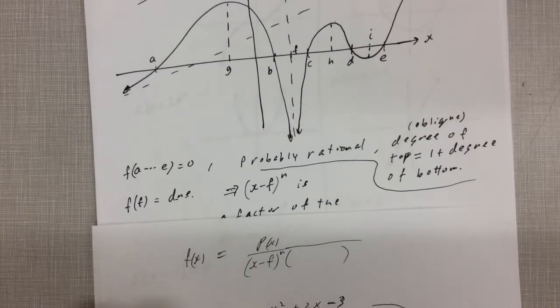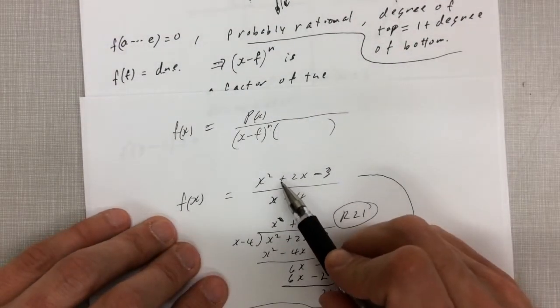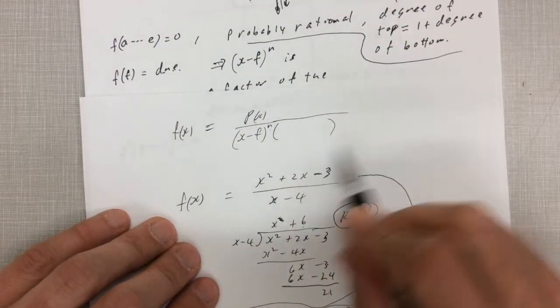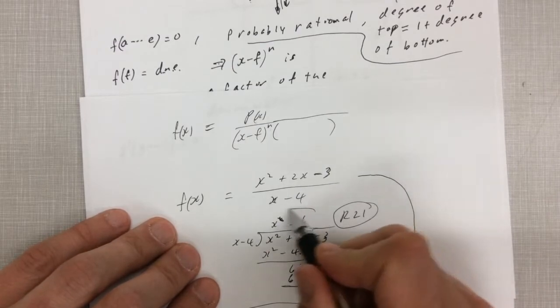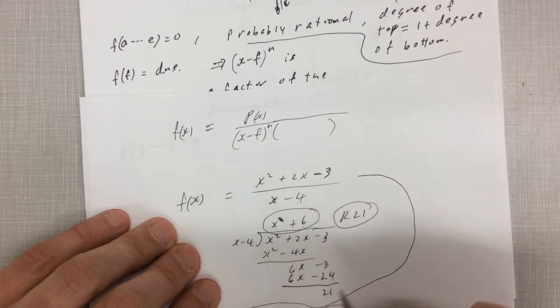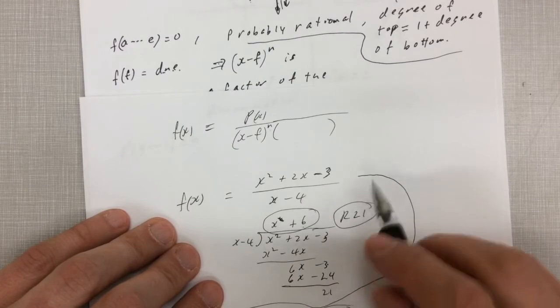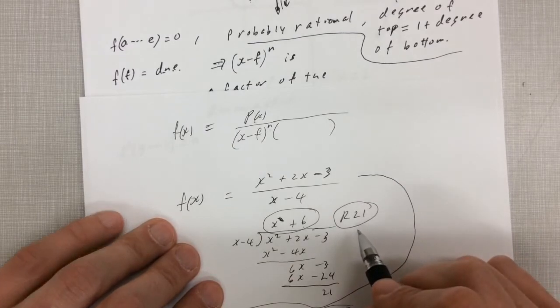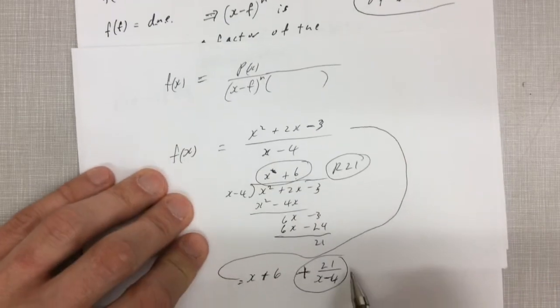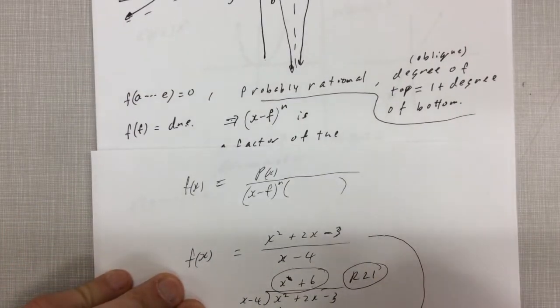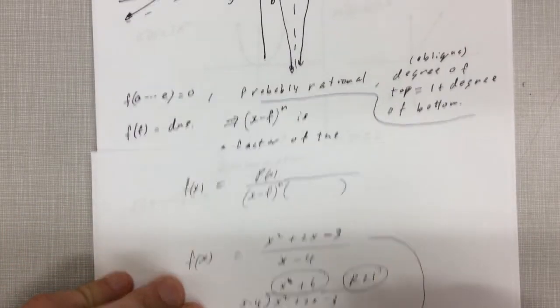So anytime that the numerator is 1 degree higher than the denominator, when you divide it out, you will get a linear function on the top and a remainder, which will not be used in the oblique because it disappears basically like this as x gets large. And you'll have a linear, and that will be the oblique.